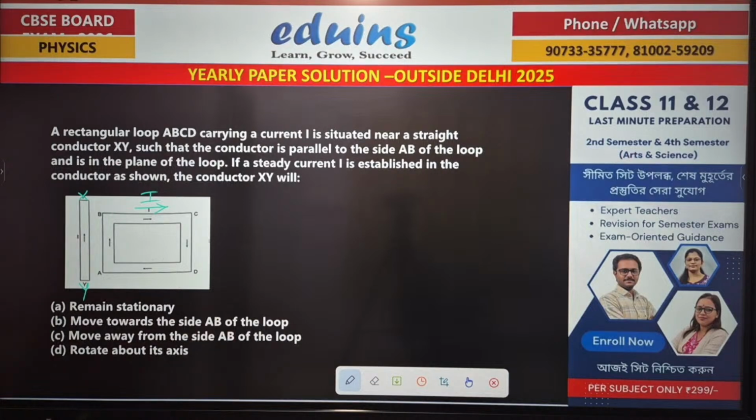So Divya, Soumya, what will be the answer? Okay, option B. Very good. Well done.